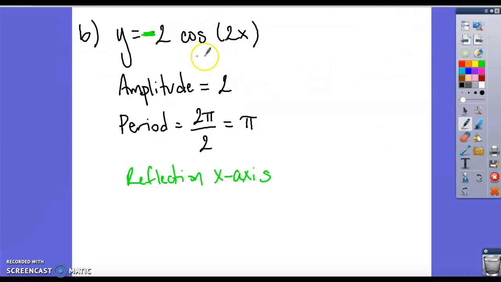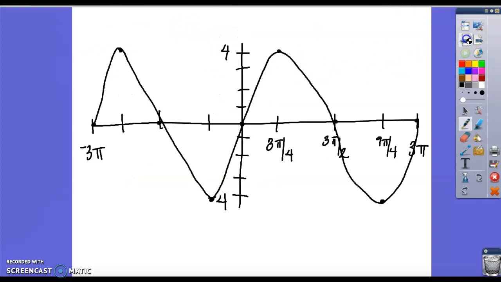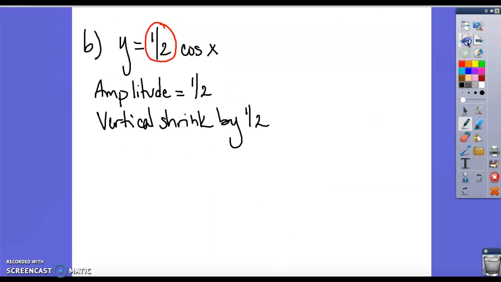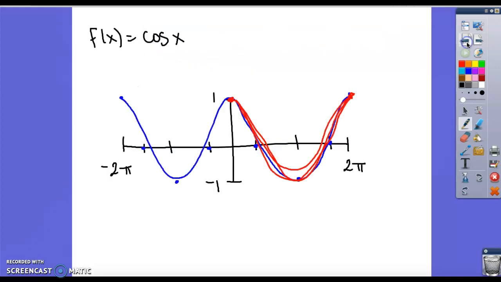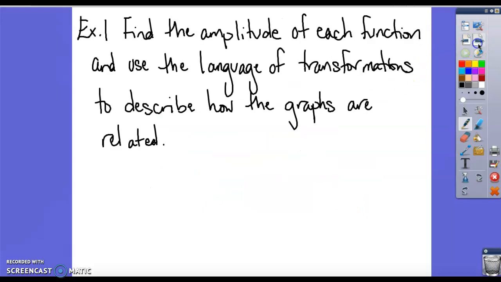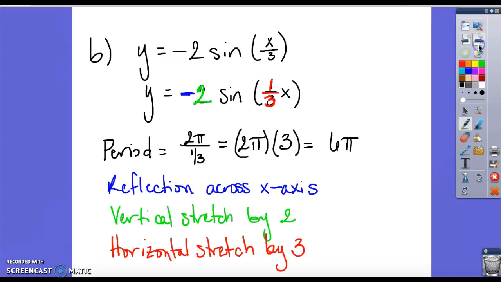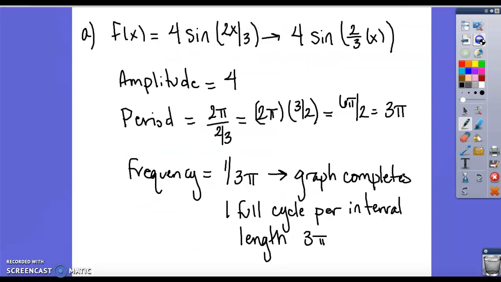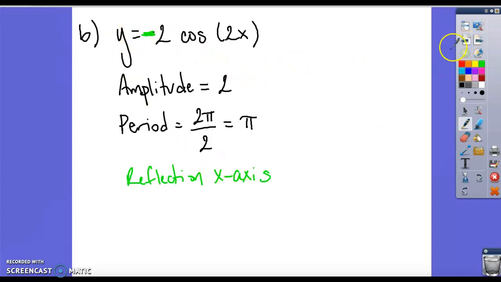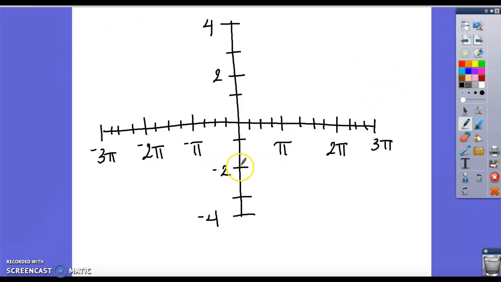This is a cosine function. So cosine, if you remember, starts at the max. If you're starting at the origin, the cosine starts at the max. For sine, if you're starting at the origin, it starts at 0. But this is cosine, so we should start at our max here. However, remember this negative sign means we're reflected across the x-axis. So we're actually going to start at our min.